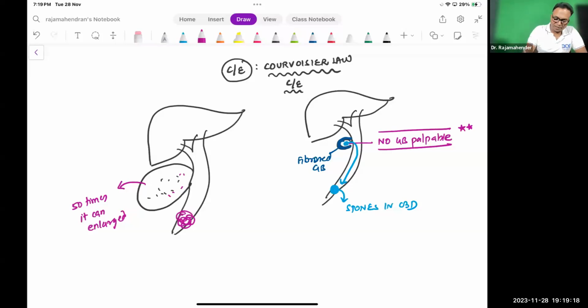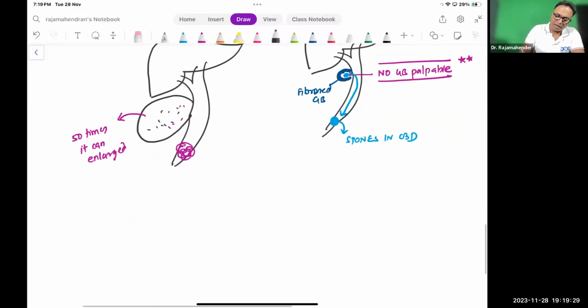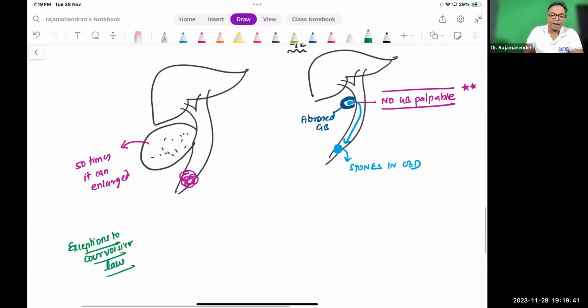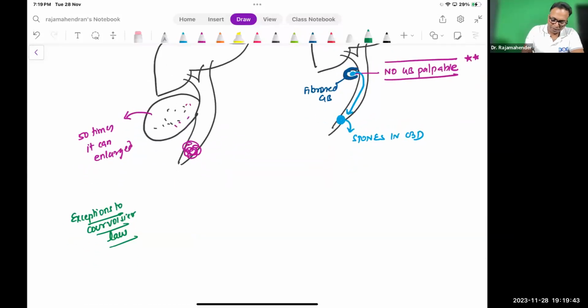So this is what Courvoisier said. If it is due to stone, gallbladder not palpable. If it is due to cancer, gallbladder palpable. This is what Courvoisier said, and our people found two exceptions. Exceptions to Courvoisier law. In which condition, though it is a cancer, is the gallbladder not palpable? Yes, cancer, but gallbladder not palpable.